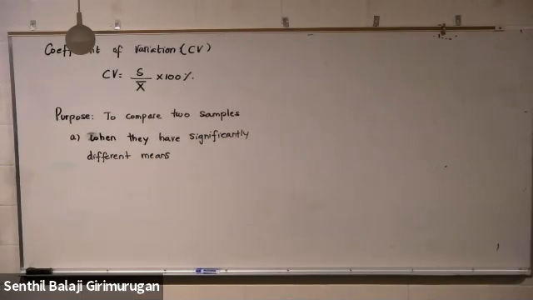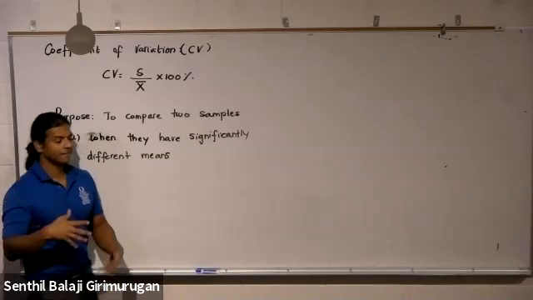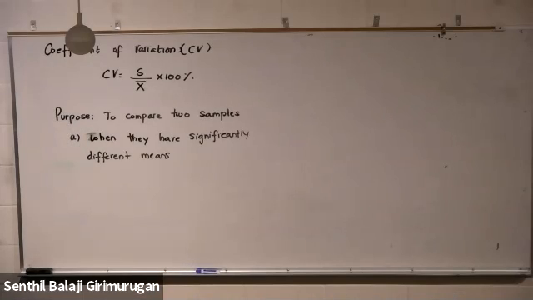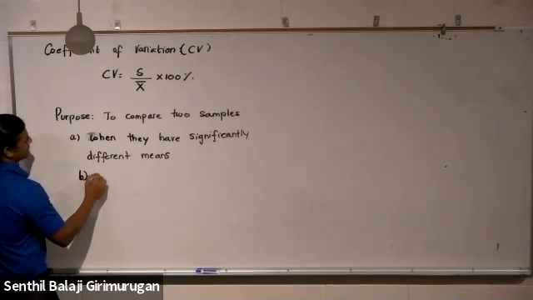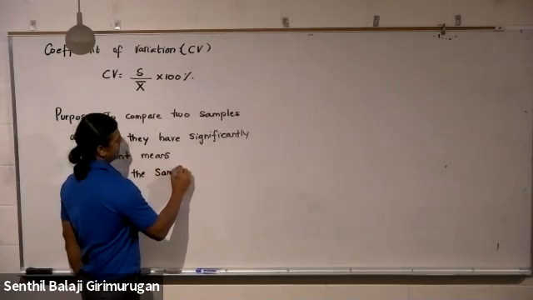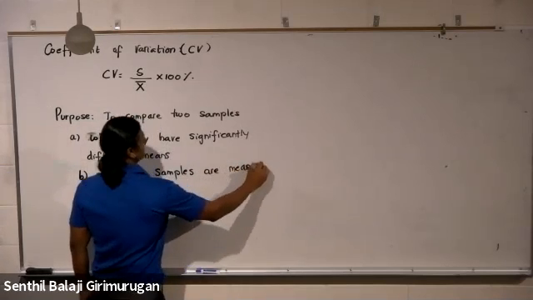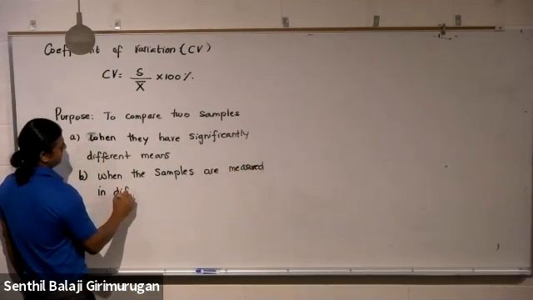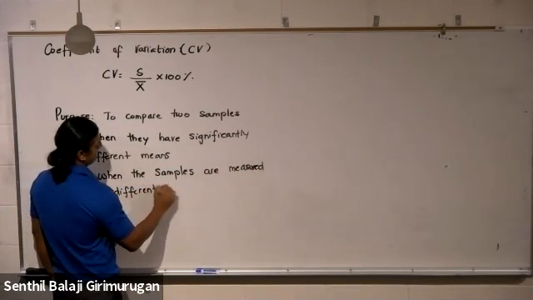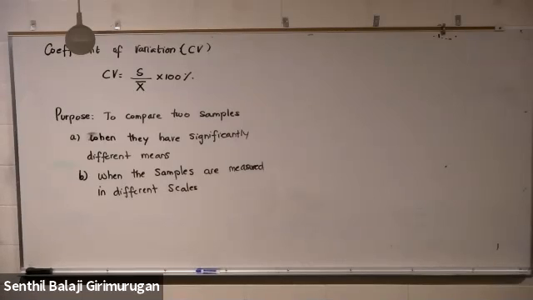For instance, if one sample has a mean of 30, another sample has a mean of 80, then comparing the variation directly is not a good idea. The second case is when the samples are measured in different scales.